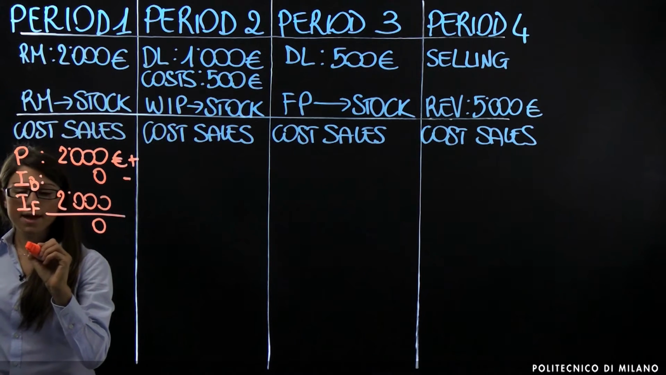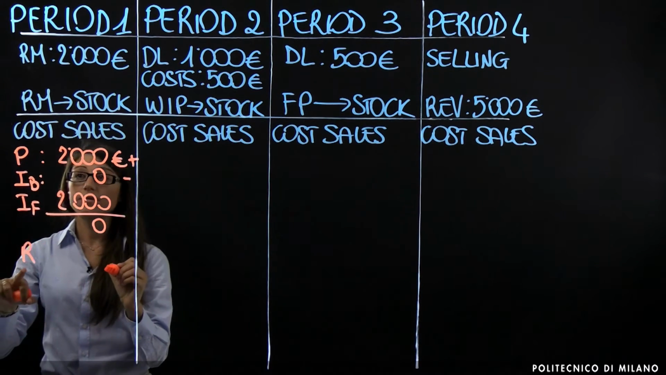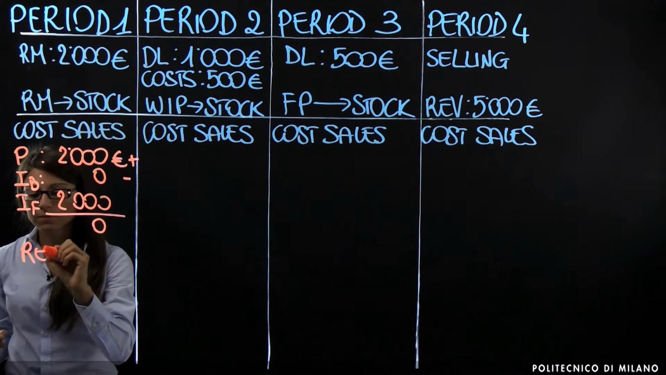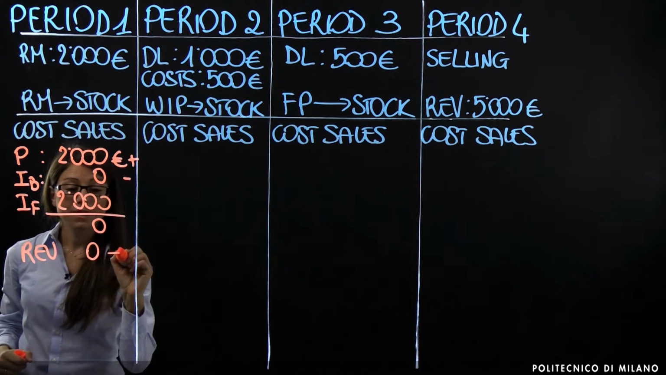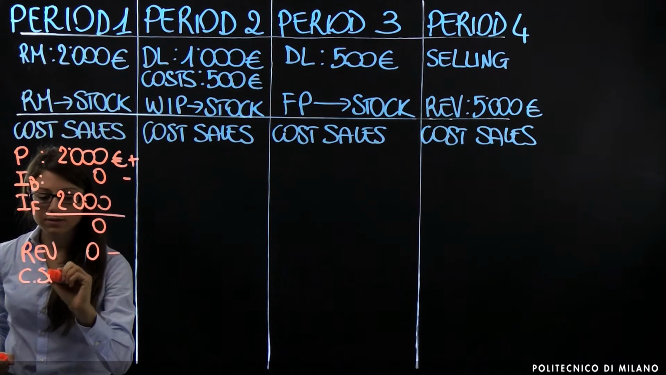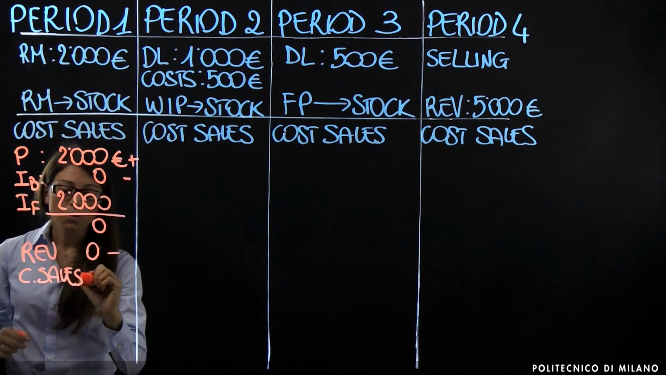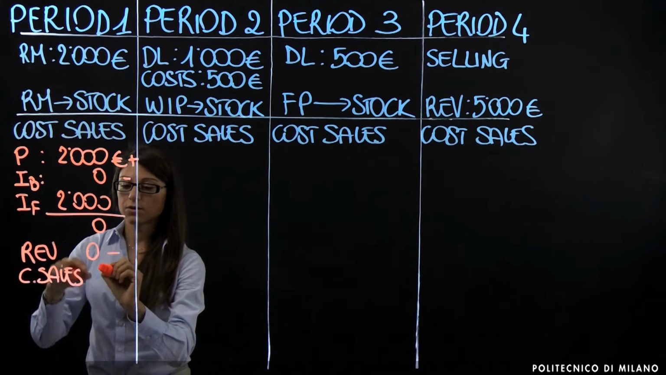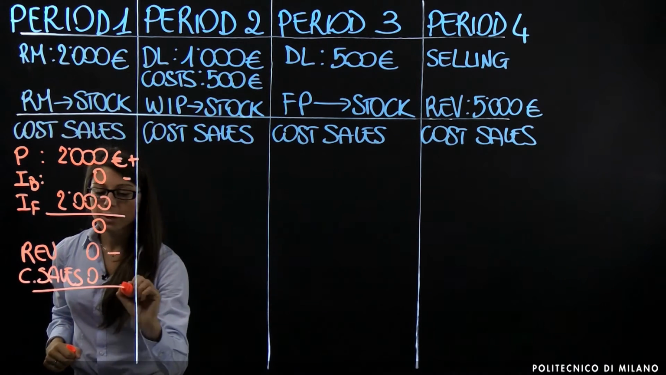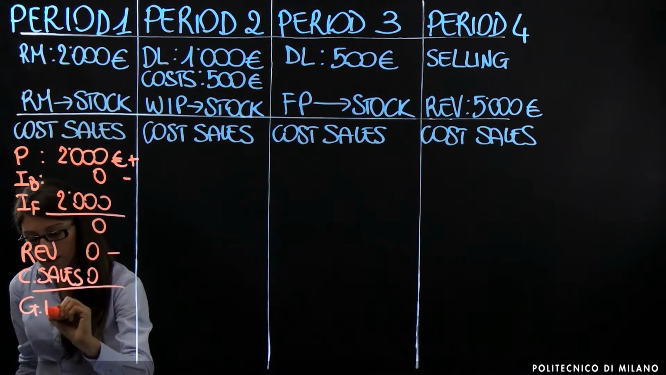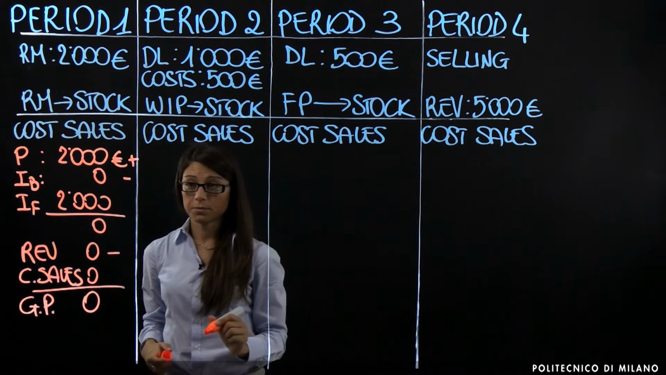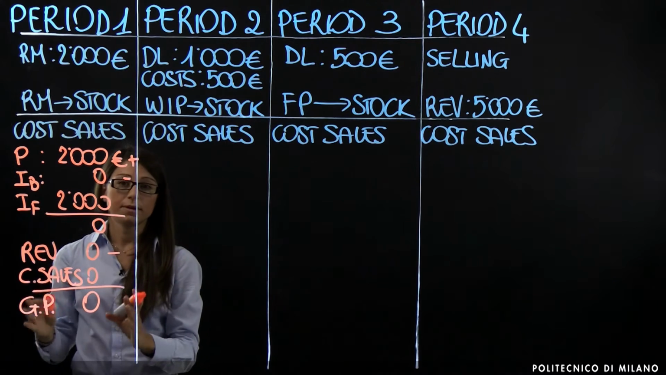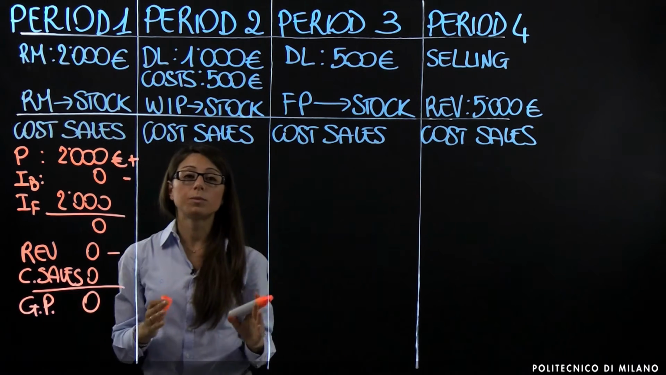Now let's calculate the gross profit, the impact on profit of this activity from the company. First of all, we have the revenue. What's the revenue in this period? The revenue is 0 because the company is not selling anything, minus the cost of sales. What's the cost of sales? That's 0. So the gross profit at the end of period 1 is again 0. This is exactly what happens in this period.